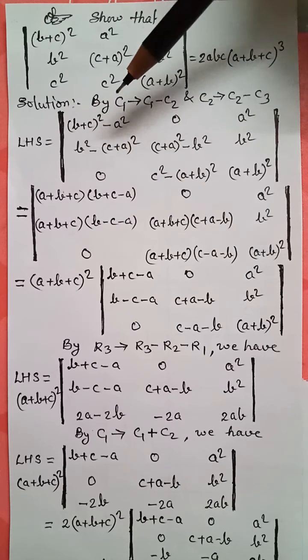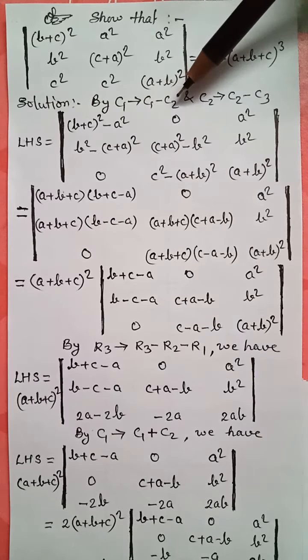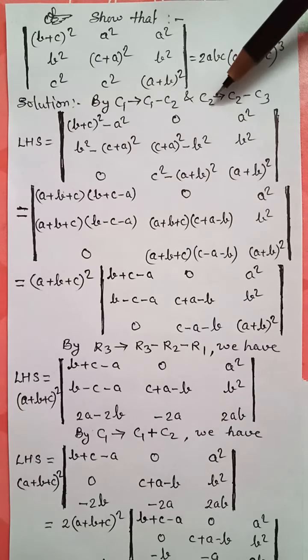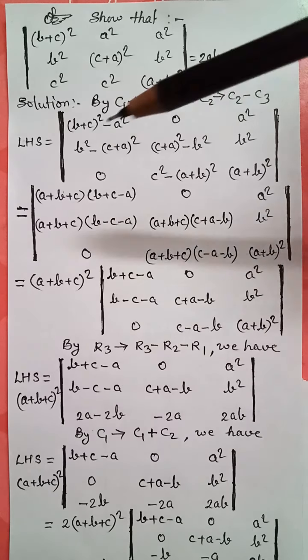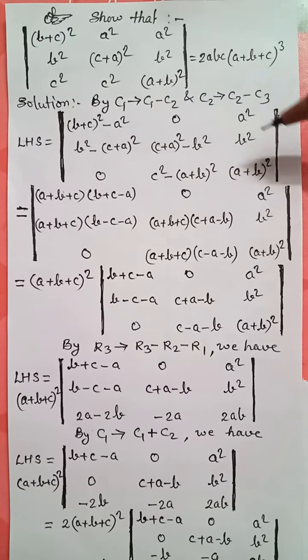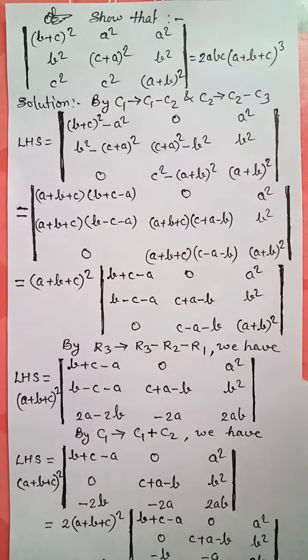Now here we are applying column 1 goes to column 1 minus column 2. Column 2 goes to column 2 minus column 3. And hence we get this determinant. And this determinant is equivalent to this determinant, because these are invariant operations. They don't make the determinant vary in any way.